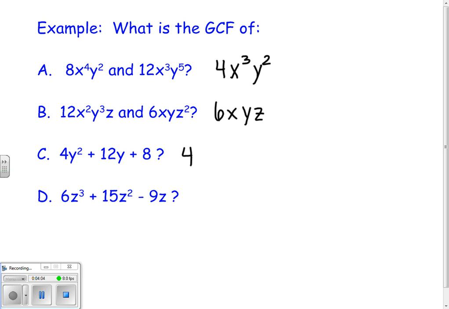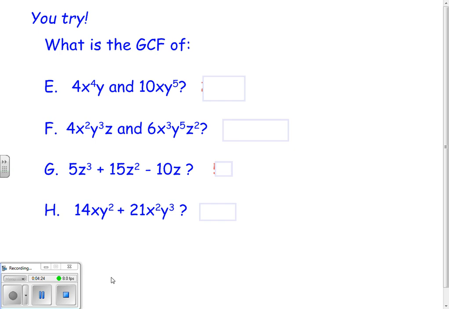Letter D, the highest number I can multiply for 6, 15, and 9 is a 3. I have z cubed, z squared, and z. The lowest one of those is a z. So for a GCF of a term that has both a number and a letter, find the number first, and then take the lowest letter. Pause the video to complete the you try it.